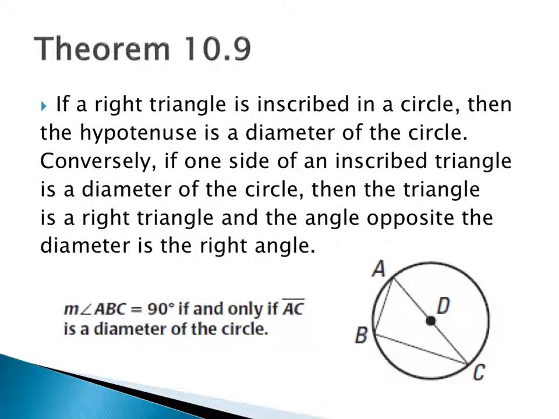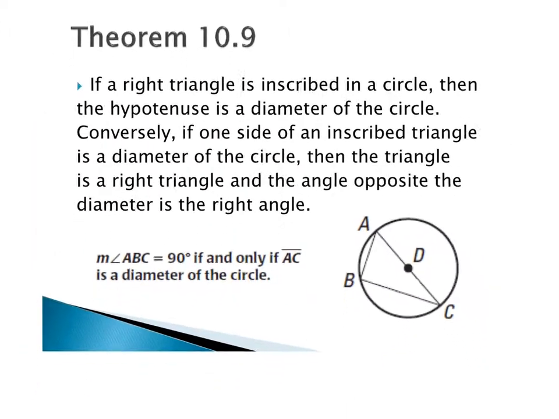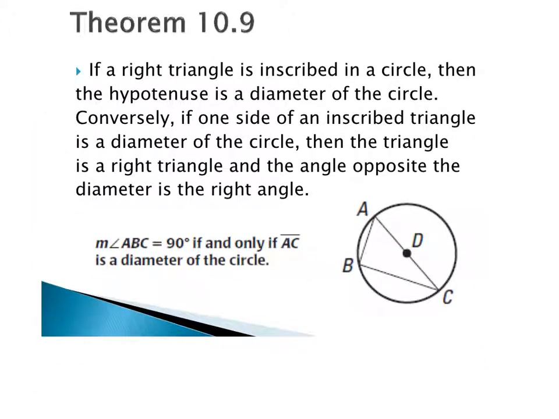Next, Theorem 10.9. This theorem states, if a right triangle is inscribed in a circle, so this triangle is inside the circle, then the hypotenuse is a diameter of the circle. So if you have a right triangle and it's inscribed, meaning that the right angle is on the edge of the circle, then its hypotenuse will be the diameter.